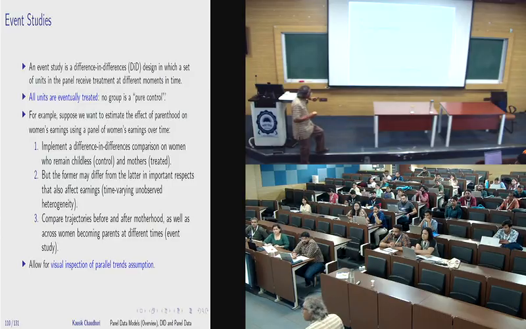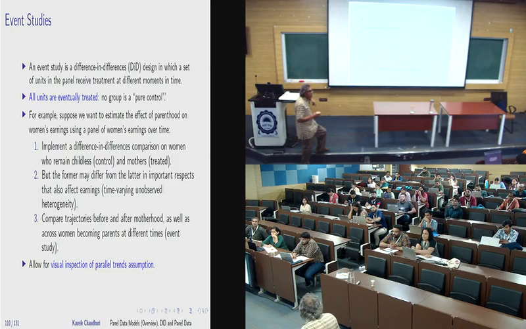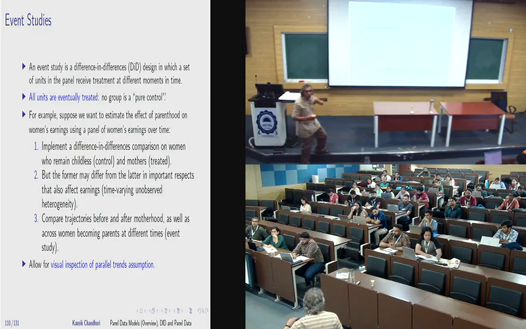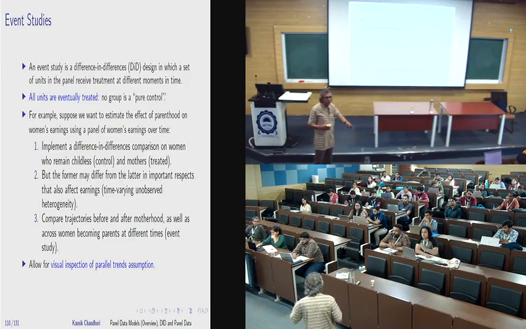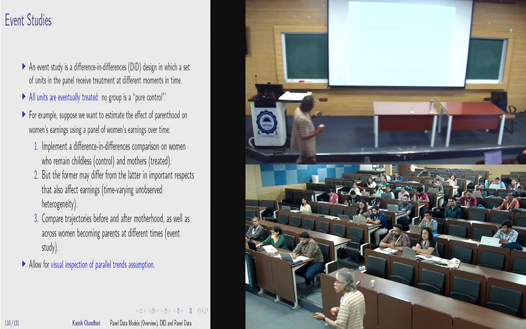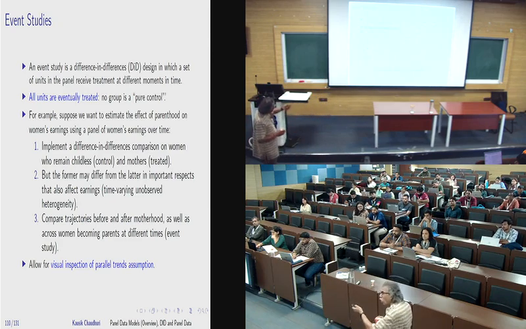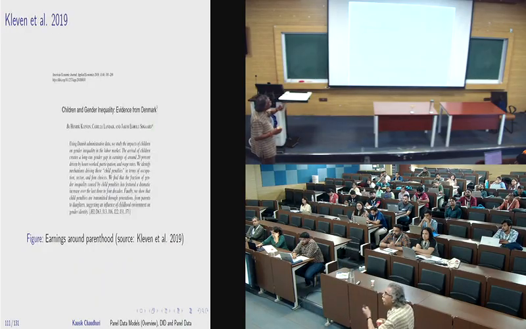Or compare the trajectory before and after motherhood as well as across women becoming parents at different points of time, right? It is not true that everybody would become a parent at the same point of time. They are becoming parents at different points of time, which allows an event study kind of framework. Yeah, fine. Stock splits happen, mergers happen, acquisitions happen, but they happen at different points of time. So I can also allow for visual inspection of the parallel trend assumption.